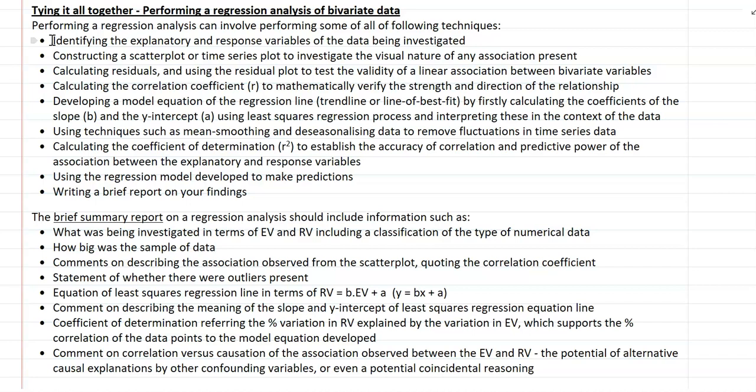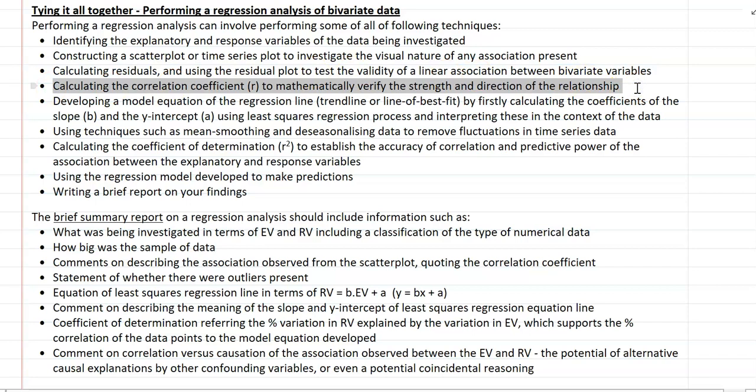Okay, so when we get a particular question that involves a bit more of an in-depth analysis, performing a regression analysis can involve some or all of the following techniques. To start with, you would identify the explanatory and response variables of the data you're investigating. From there, you would construct a scatter plot or a time series plot to investigate the visual nature of any association present. You then, if required, calculate residuals, and that gives us a little test on the validity of a linear association between the two variables.